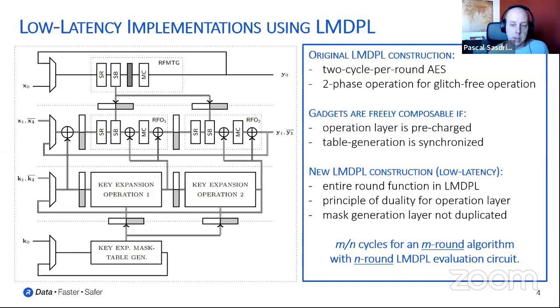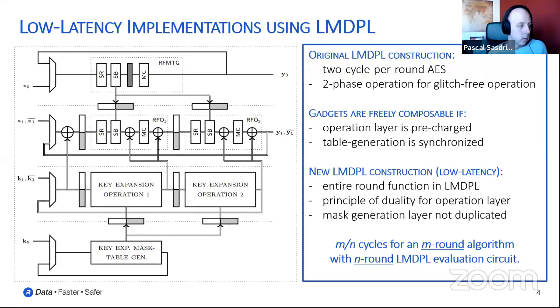Based on our theoretical security analysis, we had a closer look at the original LMDPL construction proposed at CHES 2014. For this architecture, the two-phase operation ensures the glitch-free operation and allows to build a 2-cycle per round AES design. However, we observed that if the operation layer is precharged and the table generation of all nonlinear gadgets is synchronized, we can freely compose all gadgets and build the entire AES round function as an LMDPL masked circuit. Then, using the principle of duality, we duplicated the masked round function and could use one instance for evaluation while the second instance was precharged.